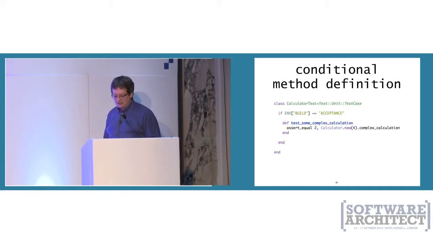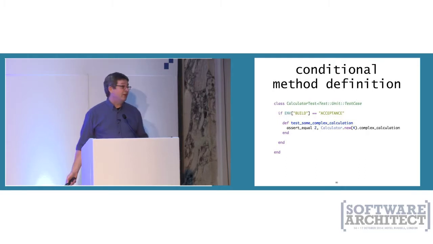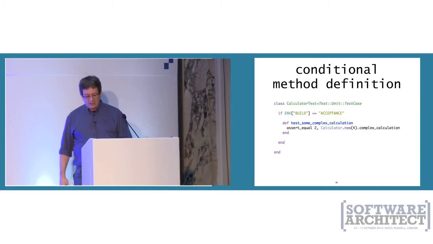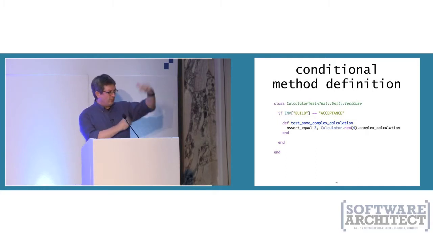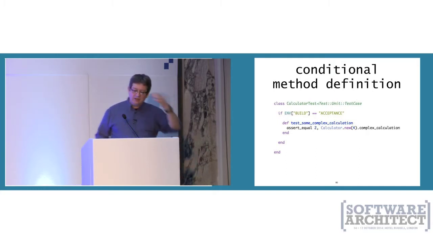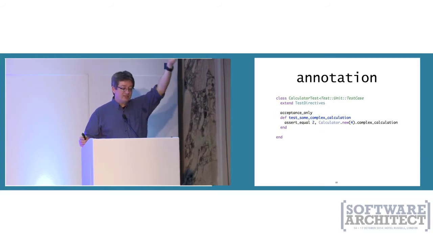Ruby is very syntactically flexible, so it'll let you do something like this. Conditionally define that method. And say if the build environment variable is equal to acceptance, then define this method, and then of course it'll get run. But that's kind of cumbersome, and this is really ugly if I want to do this for multiple methods. I want to knock them out. And so the easier way to do that is just create an annotation, which looks like this in the Ruby world, acceptance only.